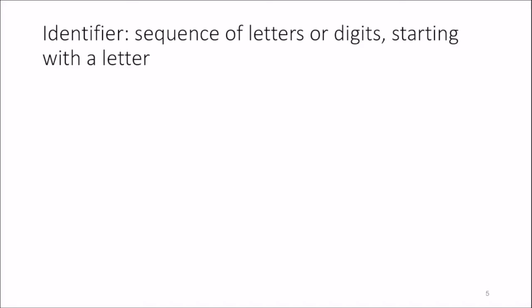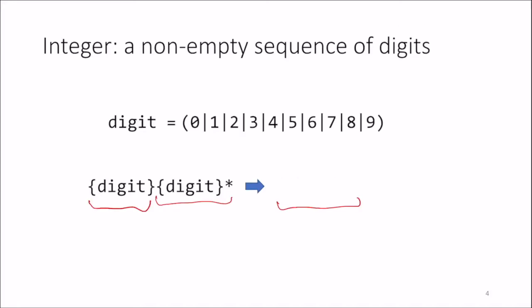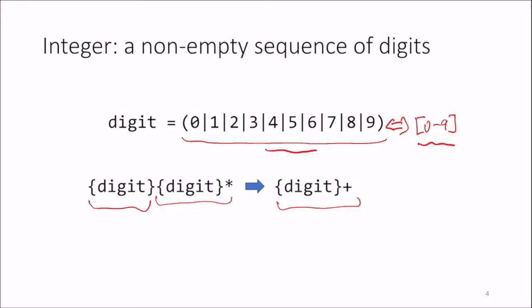An identifier, let's assume, has in our language specification a definition that says it's a sequence of letters or digits and it has to start with a letter. I can write it down as the sequence of digits from 0 to 9. If I go back here, notice that this is a tedious way to write all of the digits from 0 to 9, and I can write it more concisely as this character class, 0 through 9. These two are equivalent.